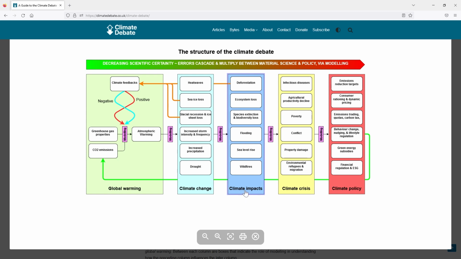So climate impacts moves into this category of climate crisis, and this is the category of claims that animates the likes of the very unreasonable and somewhat ridiculous protest movements that block roads and so on. And this is where we begin to see very little evidence underpinning these claims.